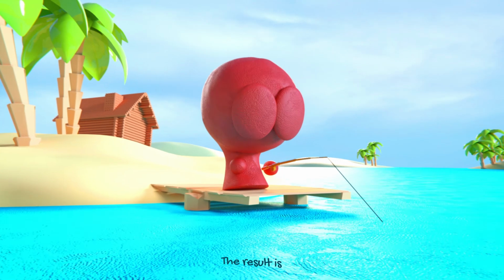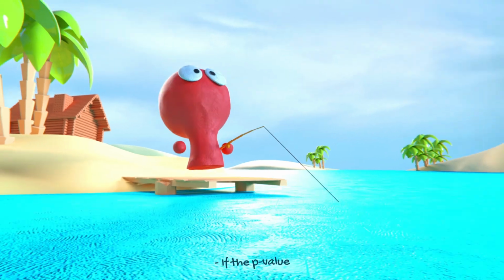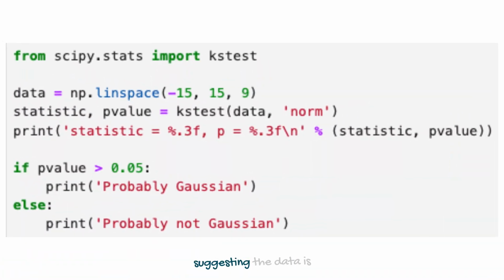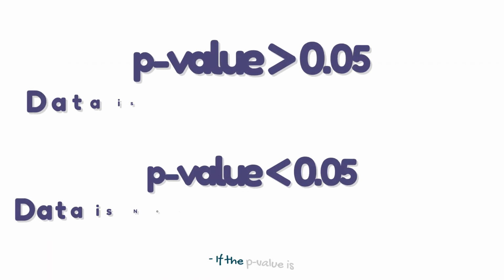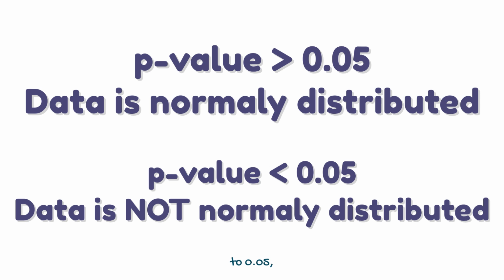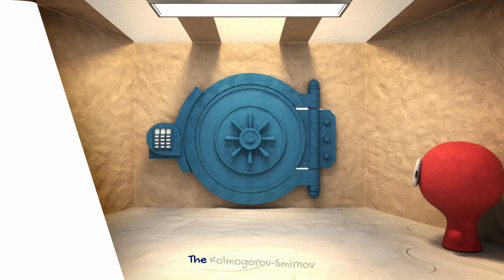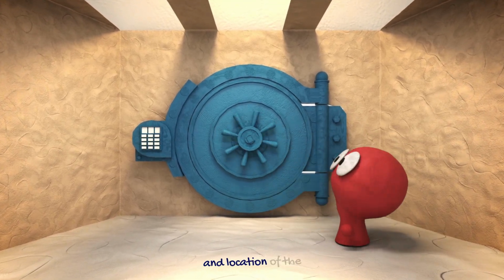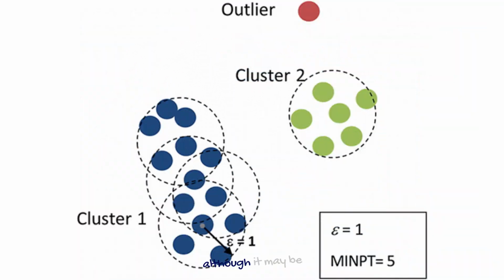The result is a p-value. If the p-value is greater than 0.05, we cannot reject the null hypothesis, suggesting the data is consistent with a normal distribution. If the p-value is less than or equal to 0.05, we reject the null hypothesis, indicating the data is not normally distributed. The Kolmogorov-Smirnov test is sensitive to deviations in both shape and location of the distribution, although it may be less effective for small sample sizes or when data contains outliers.